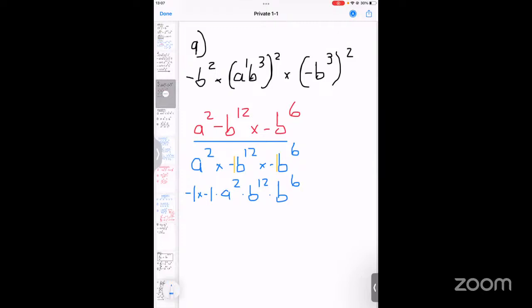Yes, I can see. Then you say that times that gives you positive 1, which you don't need to write. Then you end up having a squared. The question now is, if you have the same bases, what do you do to the exponents? You add them. Yes, so that means you're going to have b to the exponent, what, 6, 7, 8. Then it becomes 8 in there. Can you see the mistake that you've done on that one?